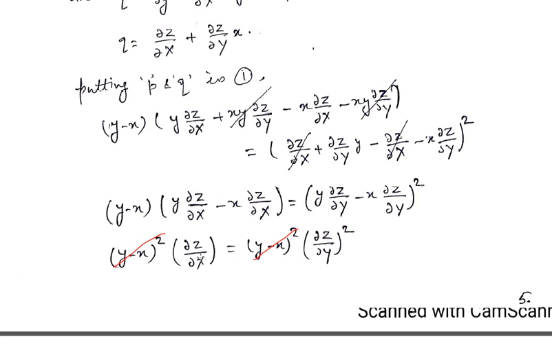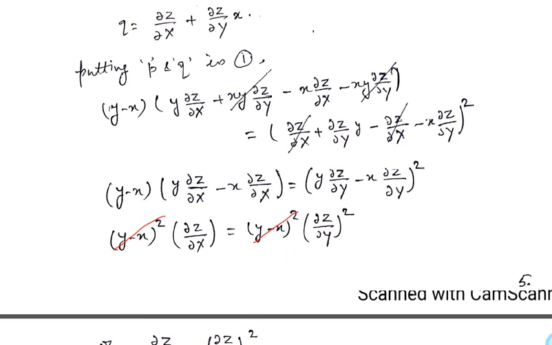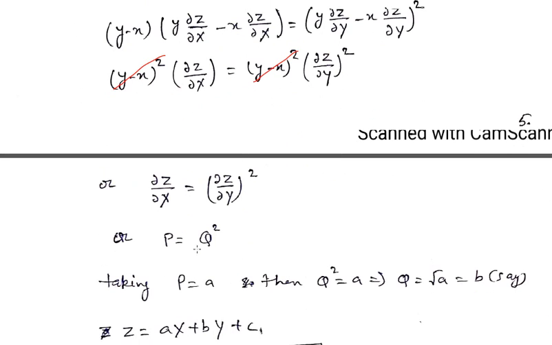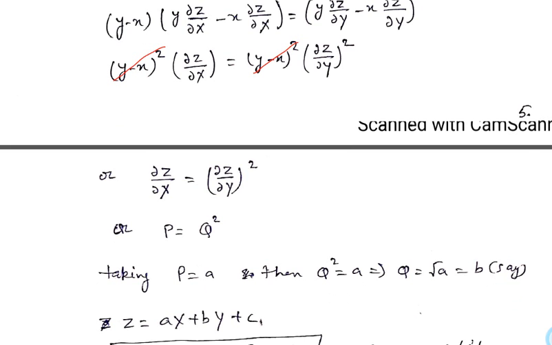So it gives del z upon del X is equals to del z upon del Y whole square, taking del z upon del X outside here and taking del z upon del Y outside here. So we are left with y minus x whole square del z upon del X, y minus x whole square del z upon del Y whole square. When we simplify it, we get del z upon del X is equals to del z upon del Y whole square. This is P is equals to Q square. So let's take P is equals to A. We get Q square is equals to A, or Q is equals to root A.